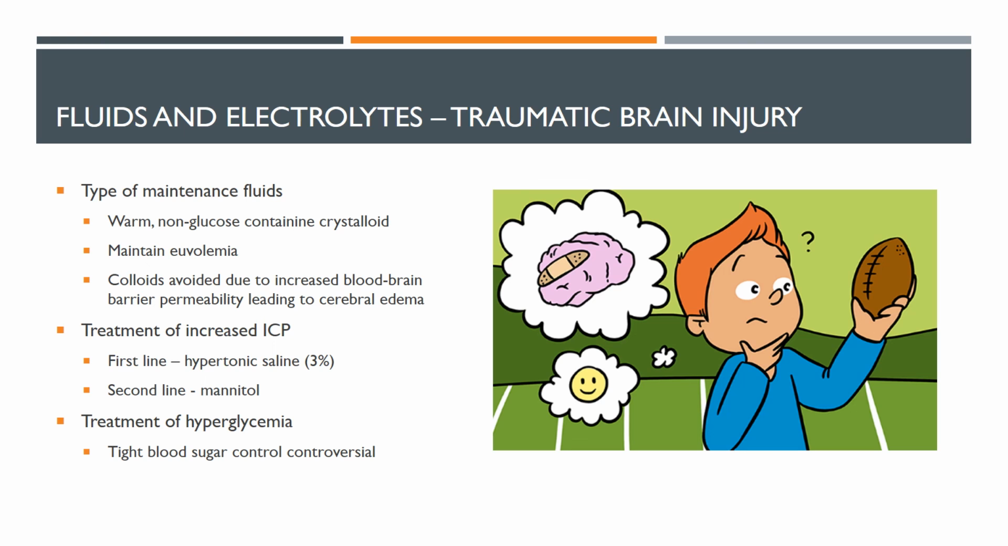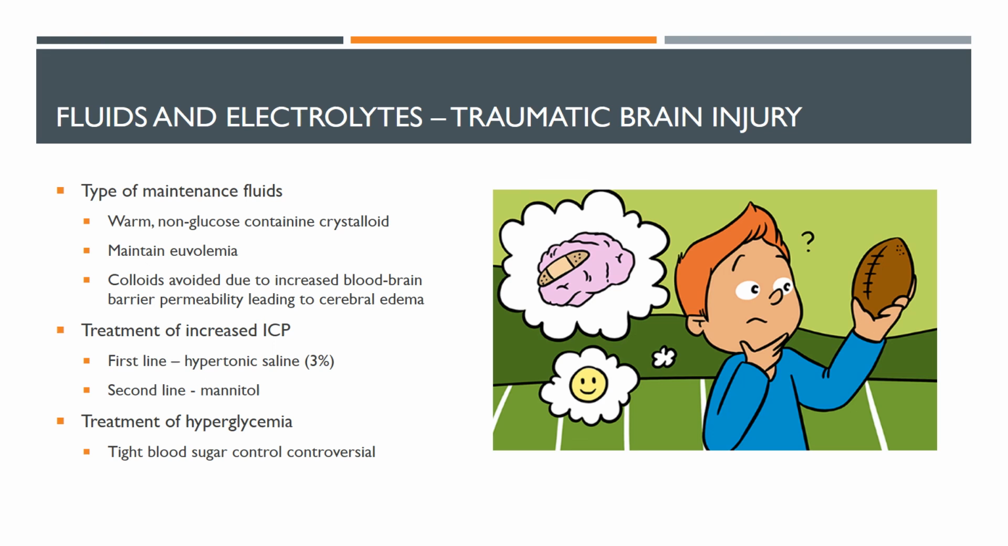Fluids can also be part of the treatment of increased ICP. So our first line agent is hypertonic saline. Our goal with hypertonic saline is to increase our serum sodium to the mid-150s to the point where fluid will be pulled from the brain parenchyma intravascularly.